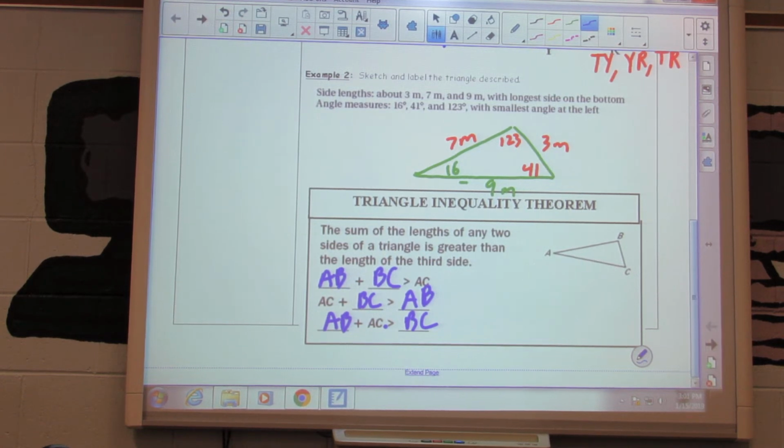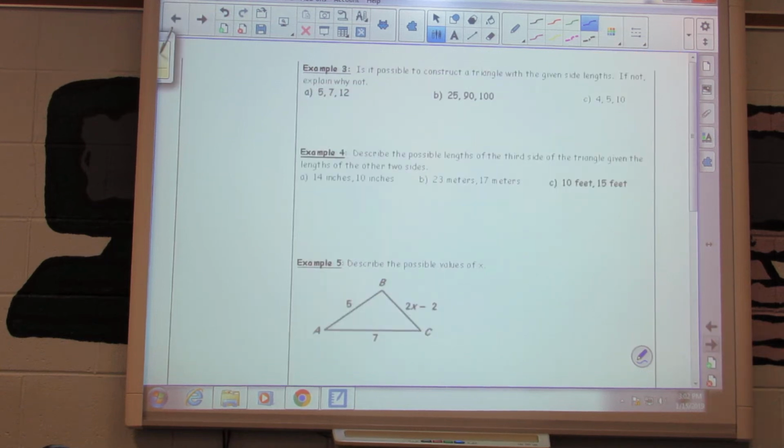But when I'm checking to see if it works, realize basically I need to add the two smaller ones and have them be greater than the third one, because the largest side is always going to be bigger than everything else. So that's the first thing of examples we look at on the other side. Example 3, is it possible to construct a triangle with the given side lengths? If not, explain why not. So I'm adding my two smaller ones to see if they're greater than my third.